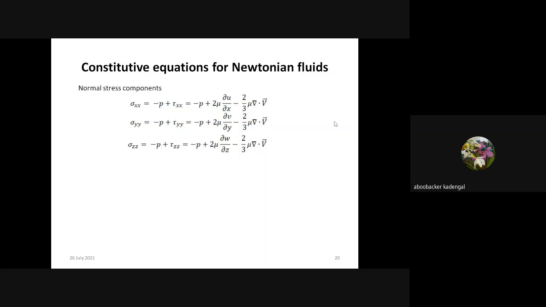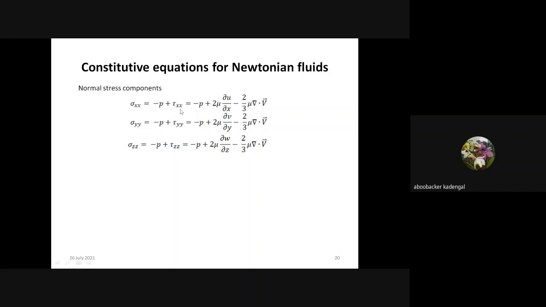So for fluids, there are three normal stress components. Sigma xx, sigma yy, sigma zz are the three normal stress components, which are related to the rate of strain or velocity gradients by this equation. Sigma xx actually has two components. One is the thermodynamic pressure, and another is the normal stress due to the strain in the x direction, or deformation of the element in the x direction.